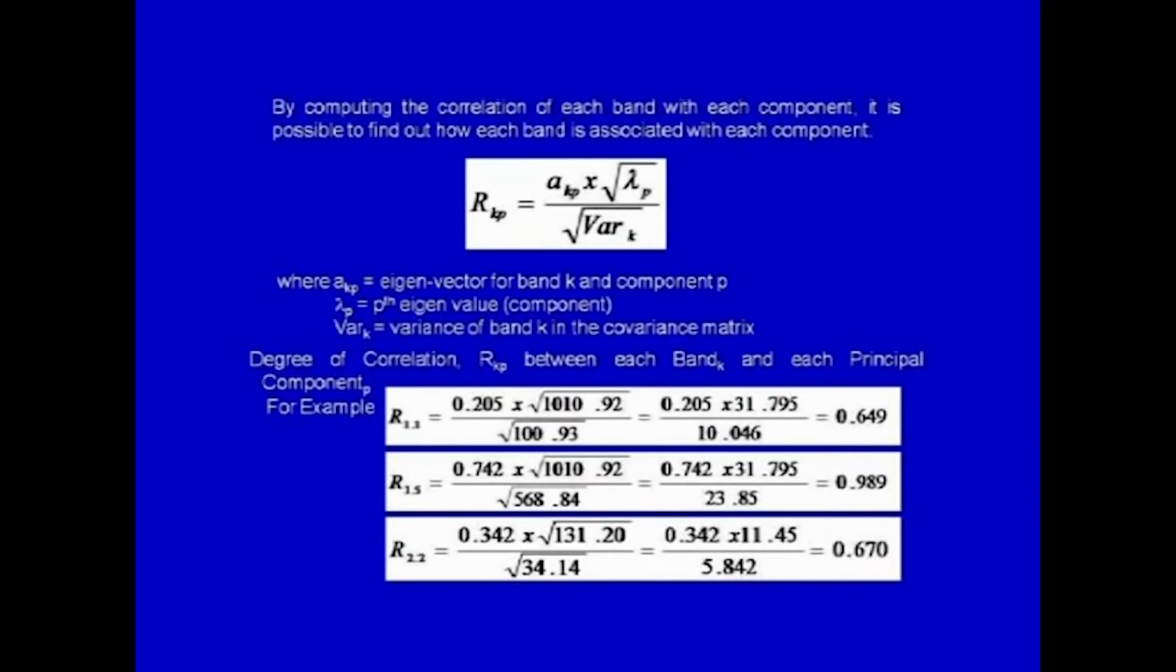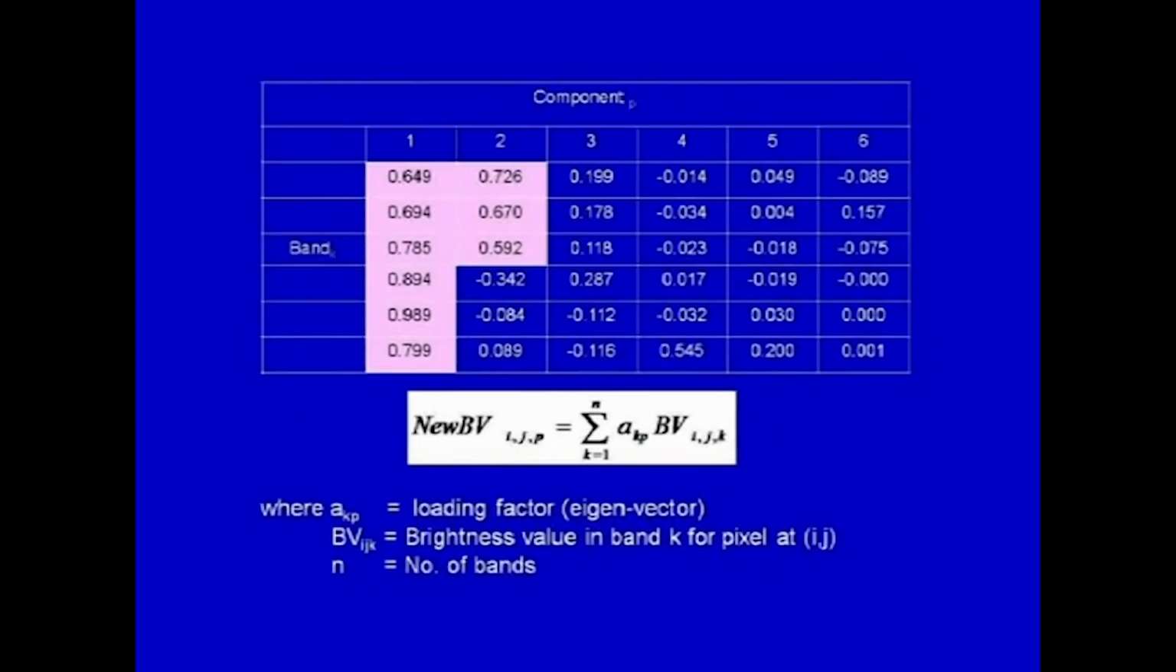Another thing which the user may be interested in is the loading factor, and we can find the loading factor by the relationship R, which is a relationship between the eigenvector, the eigenvalues and the information content in that particular band. Based on this, we can now find out what actually is the loading of each data set onto each of the components.